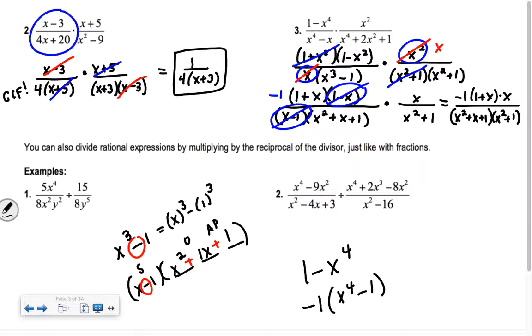They aren't that hard on your homework. I don't do any cubes on your homework. Does that make you feel better? Or are you guys like, oh, sum or difference of cubes, oh no.